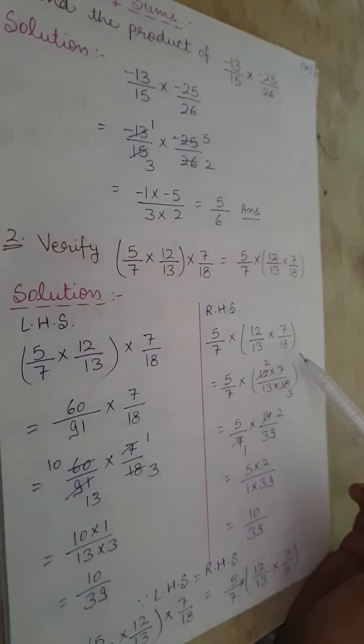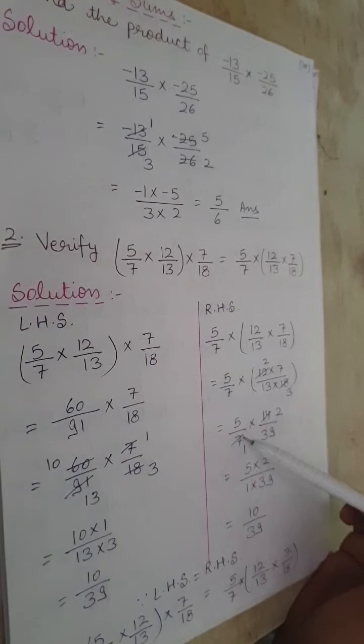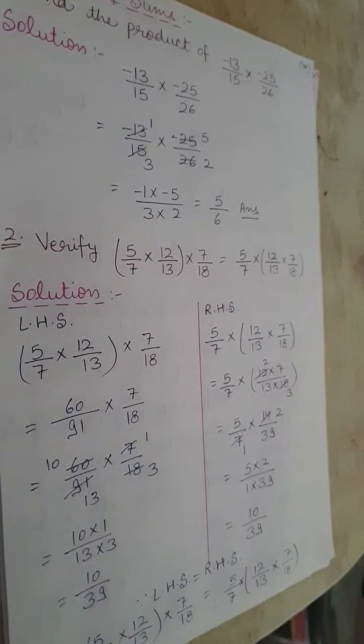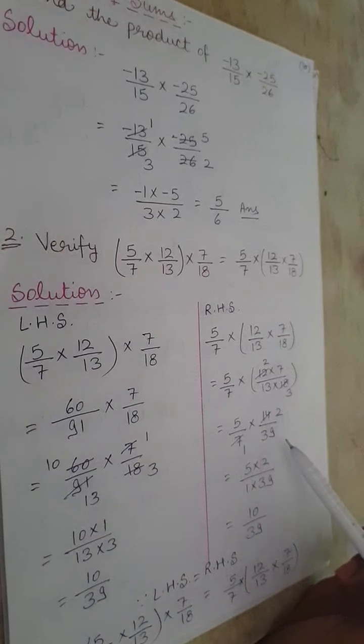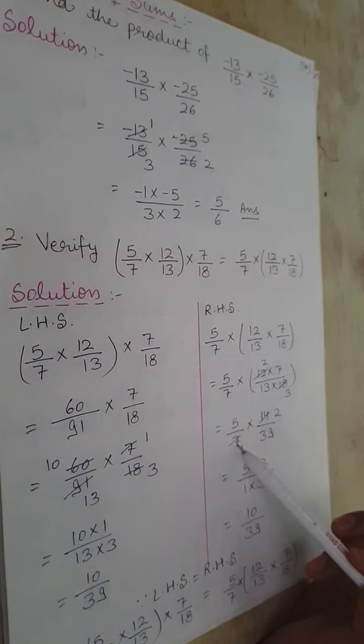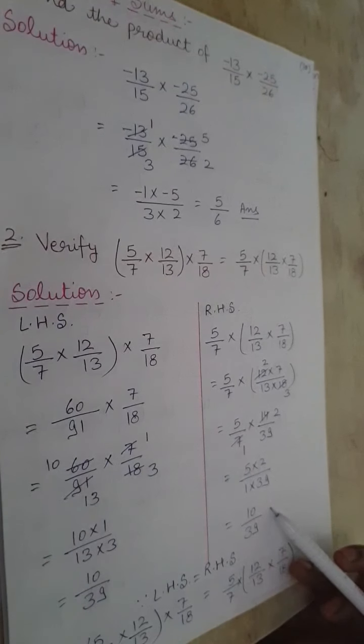In the same way, we will solve the RHS. First solve the bracket, and then whatever product comes, multiply it by the outer rational number, that is 5 by 7. Fine, what did we do? First we solved the bracket, and whatever product came, we multiplied it by 5 by 7. And what is our answer? The answer is 10 upon 39.